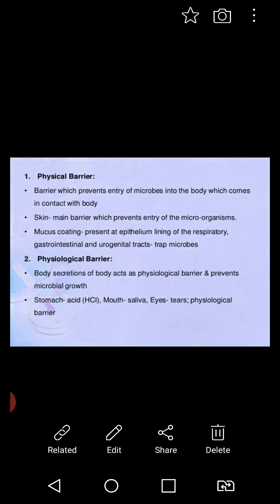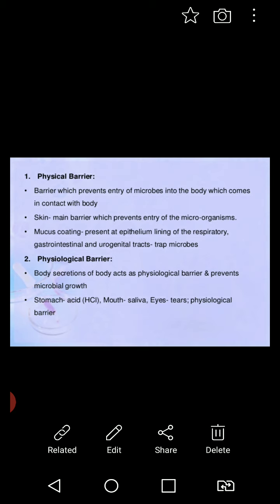And the second one is physiological barriers. Here, body secretions prevent microbial growth. Some of the secretions are involved in preventing the entry of microorganisms.